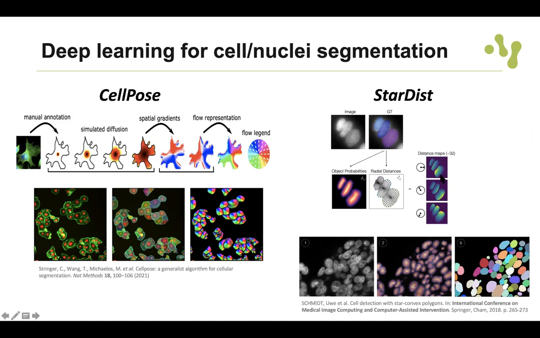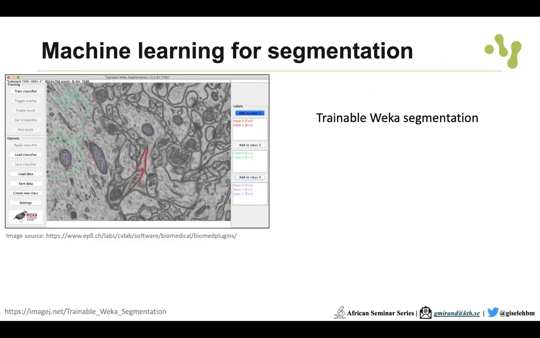There is a plugin for StarDist in Fiji. Unfortunately, there's no plugin in Fiji for CellPose, but you can run CellPose in a Python script, or there is even a graphical interface to test your image with CellPose. And both of them work for 2D and 3D.